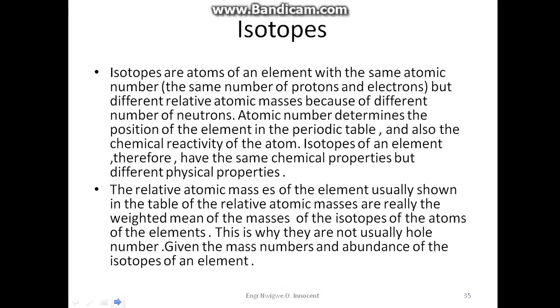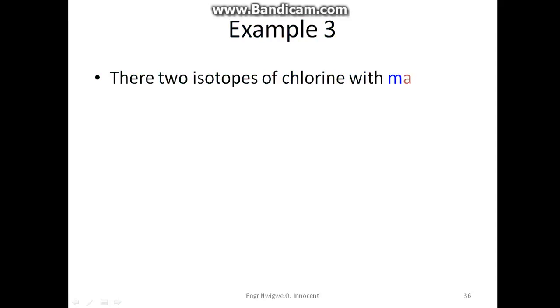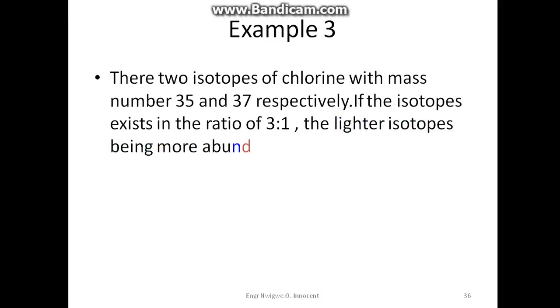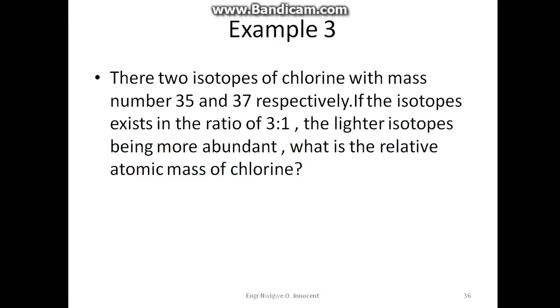Example 3. There are two isotopes of chlorine with mass numbers 35 and 37 respectively. If the isotopes exist in the ratio of 3:1, the lighter isotope being more abundant, what is the relative atomic mass of chlorine?